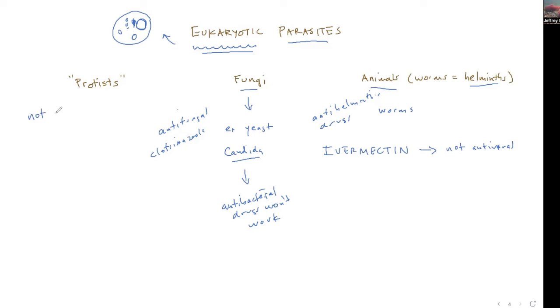not animals, not fungi, not plants, because plants don't usually infect us, but if there were plants, they would not count as protists, but still eukaryotic. Okay. That are also going to be parasitic. An example of this would be malaria. Malaria is caused by a microbe called Plasmodium.